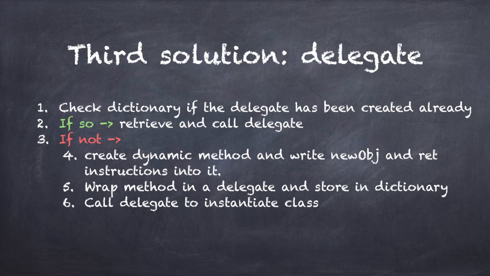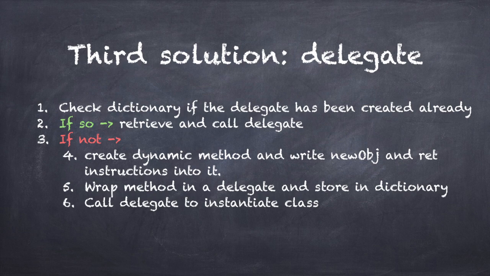If not, the factory creates a dynamic method and writes the new object and return instructions into it. It then wraps the method in a delegate and stores the delegate in the dictionary in case we need it again later. Finally, it calls the delegate to create the class instance.